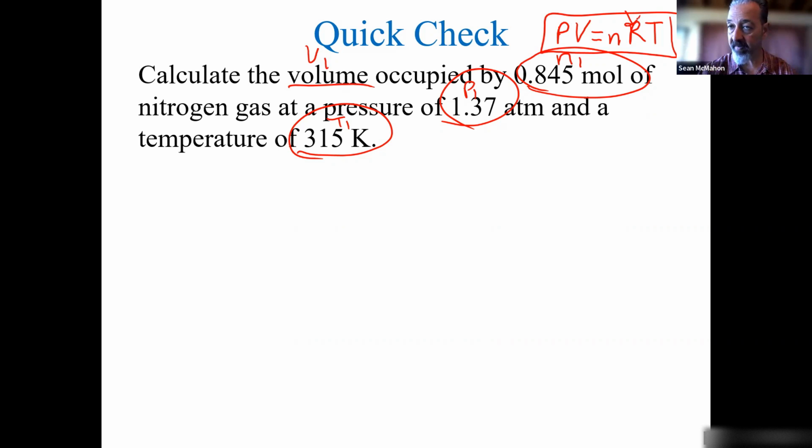They were nice. They gave me moles because the ideal gas law constant has moles in its unit. They gave me atmosphere. They could have given me millimeters of mercury. They gave me Kelvin. They could have given me degrees Celsius. So this problem was nice. It's not always nice. We'll work towards it.